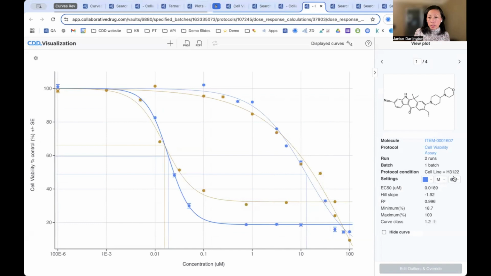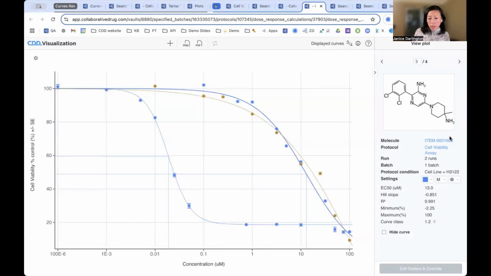But what if I only want to see H3122? So here I'm going to carousel to the next curve over, which is my H2228 cells. And let's go ahead and hide this curve. Now I'll move on to the third one. This is in blue, but I do want to differentiate that now I'm looking at 1602 rather than 1607. So let's color this red and change this from circle to square. And let's go to that last plot to hide that curve.